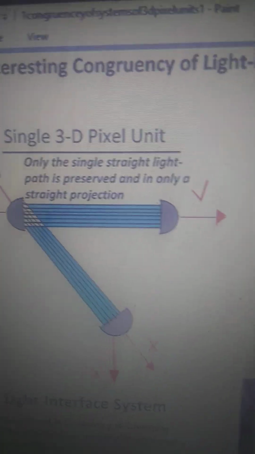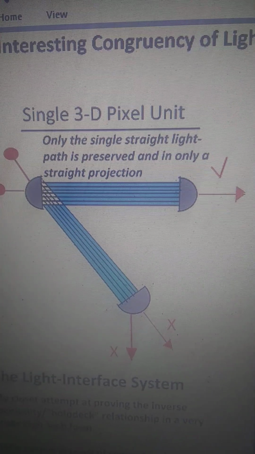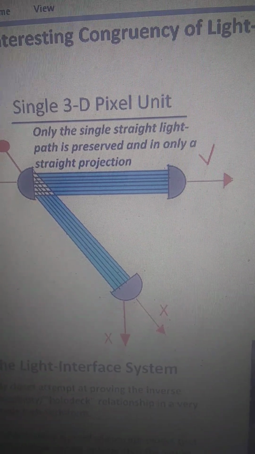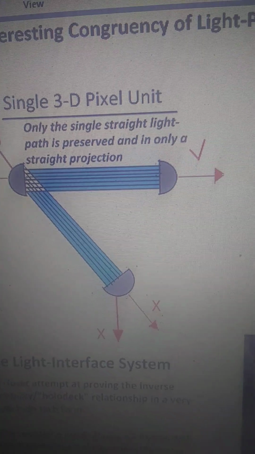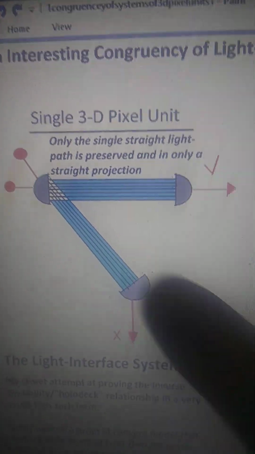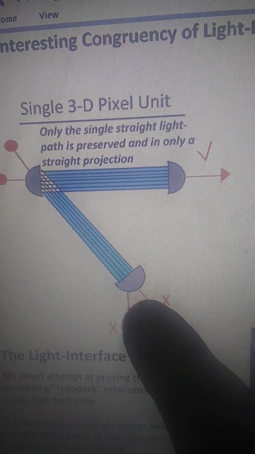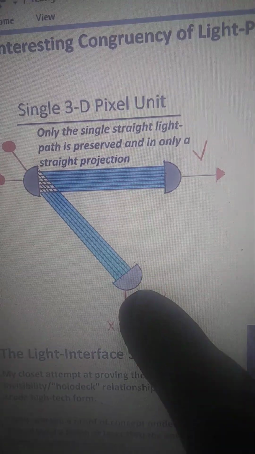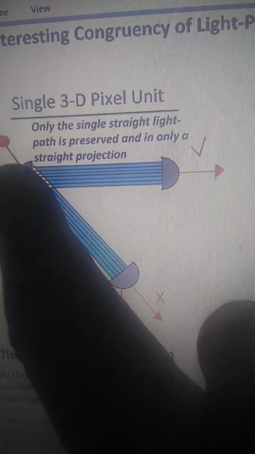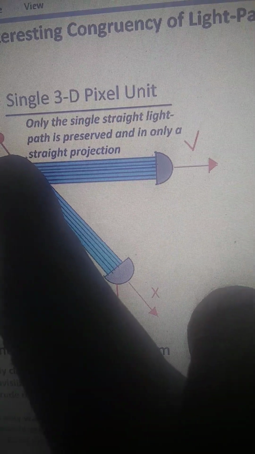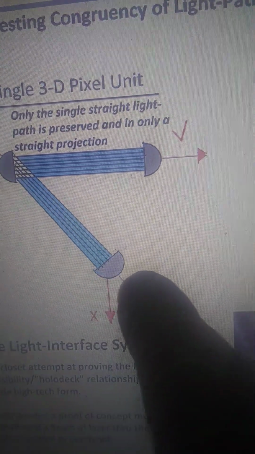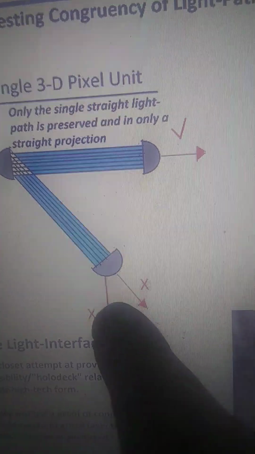But I don't know if I'm just stating the obvious or if I find it fascinating and that there's something to it, that with a single 3D pixel unit, only the straight line projection is preserved. Any other attempt, even at this angle, the straight line would still take up that angle, so it's wrong. And the angle right here would be projected straight down. If you can see that, it would be projected straight down, coming out.